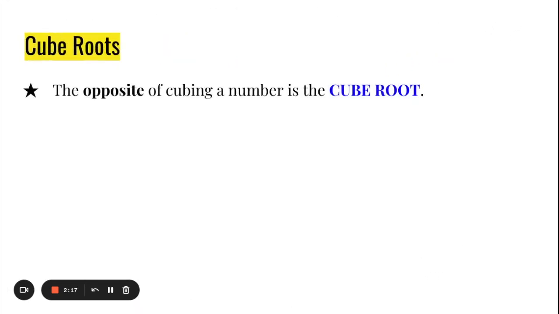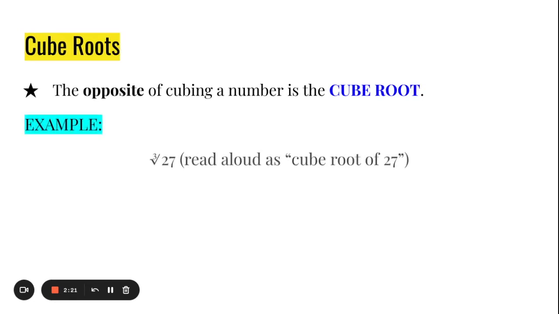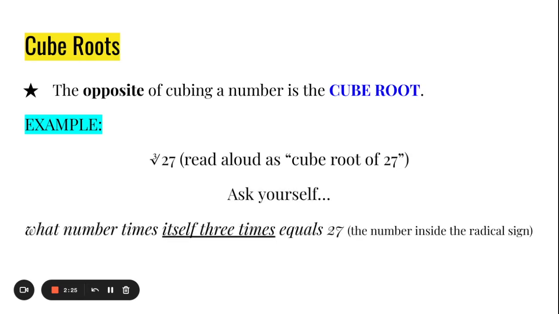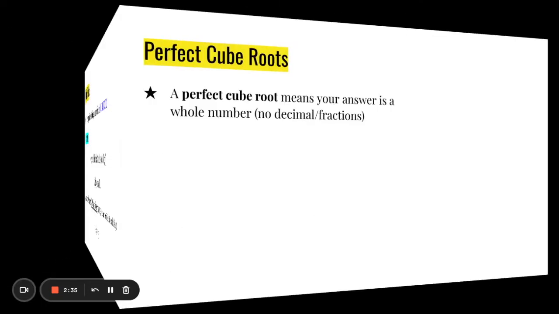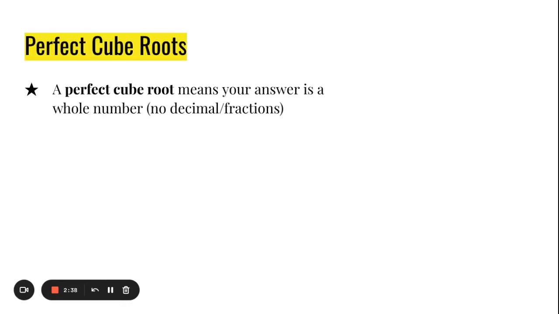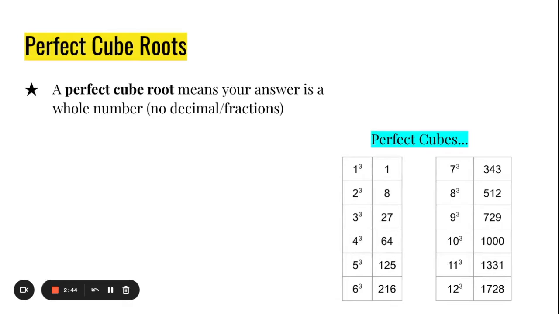For cube roots, a cube root is the opposite of cubing a number. For example, the cube root of 27, you're going to ask yourself, what number times itself 3 times equals 27? And the answer is 3. So the cube root of 27 equals 3. A perfect cube root, just like a perfect square root, means that the answer is a whole number, meaning no decimals or fractions. Here is a list of your first 12 perfect cubes.